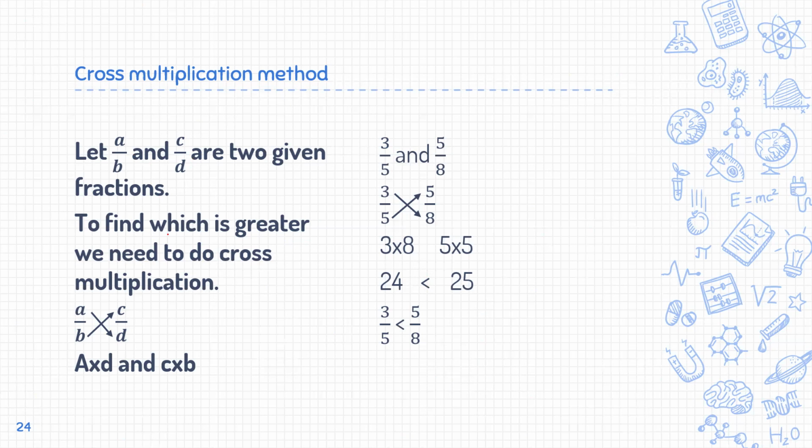c upon d be two given fractions. To find which is greater, we need to do cross multiplication. This is how we do the cross multiplication. Multiply this with this and this with this. a into d and c into b.